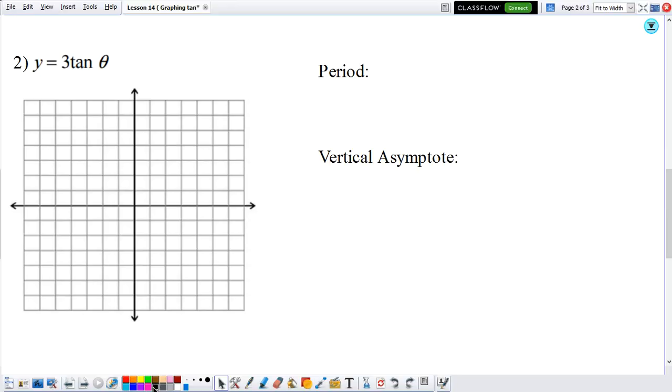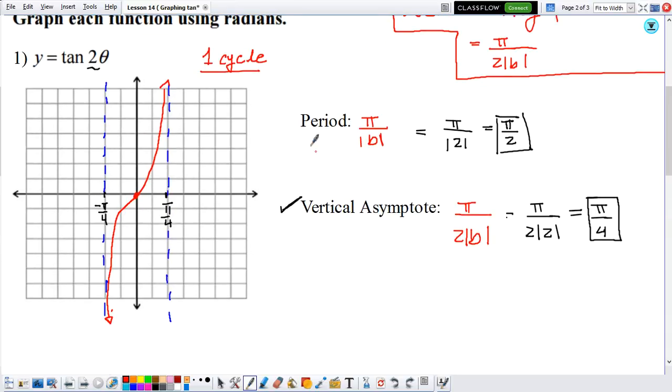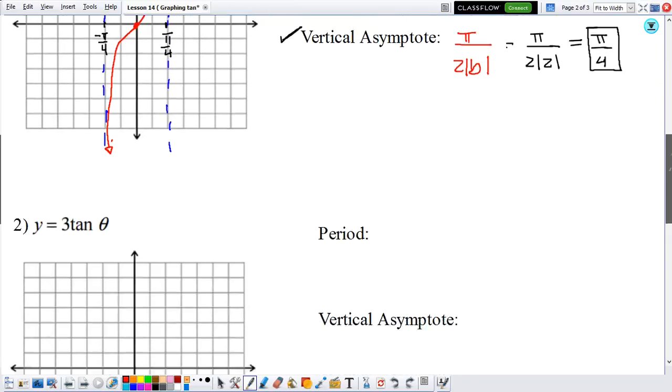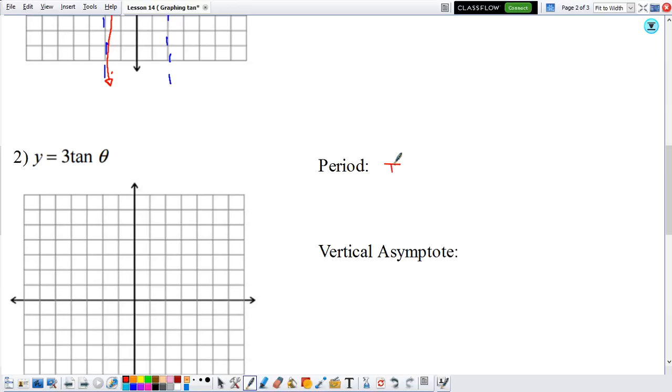Again, all we need is the period and the vertical asymptote. And we got to remember that the period is pi over b. So let's write that down. The period, again, is pi over b, or absolute value of b. So now we have that the period of this function is pi over absolute value of b. But what is my b here? B is 1. There's always an imaginary 1 there. So pi over 1, which is just pi.